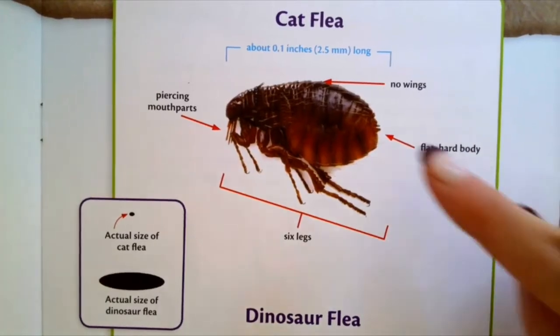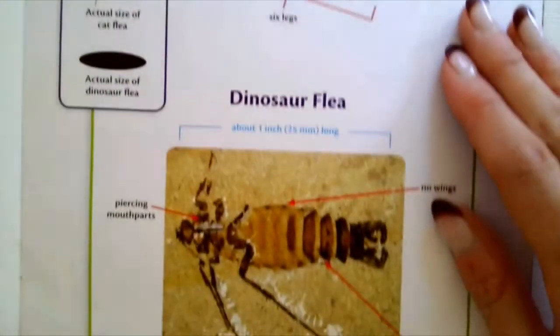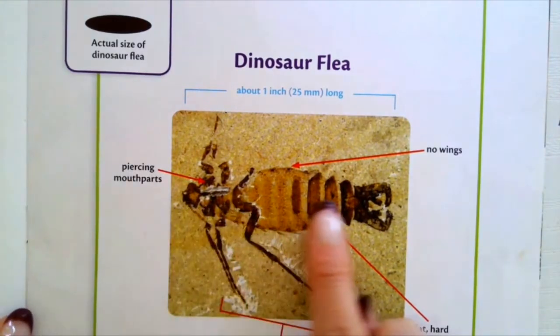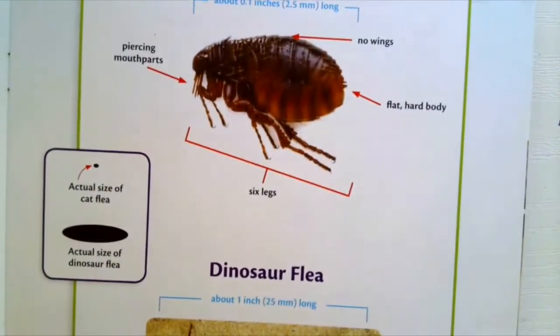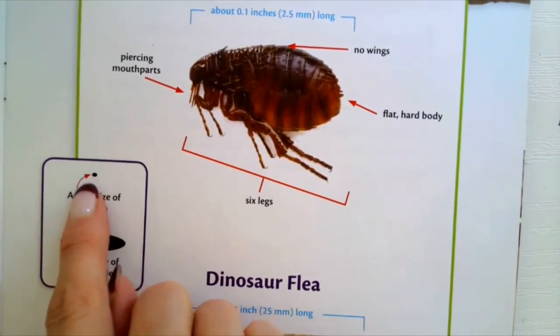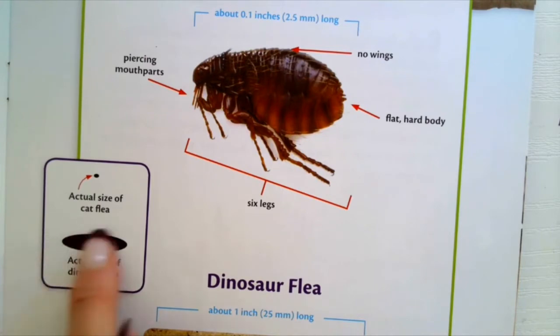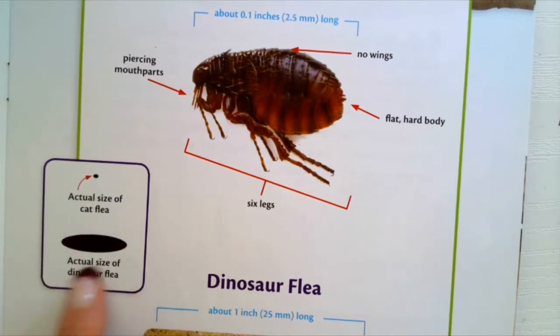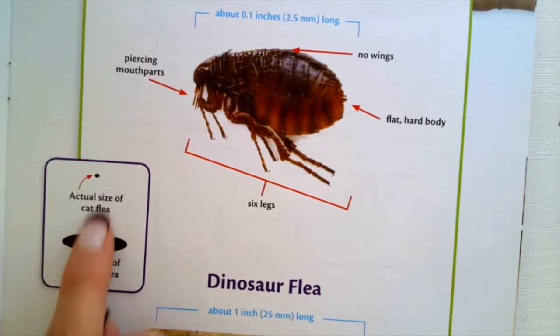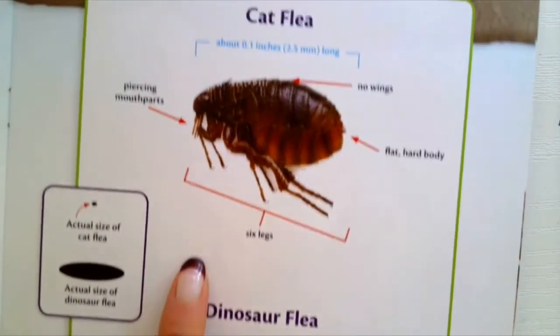This diagram shows a cat flea that we have living today and a fossil of a dinosaur flea that lived during the time of the dinosaurs. It's also showing there's a size difference. This tiny dot represents the actual size of today's fleas. This inch-long blob, this big blob here, is the actual size the dinosaur fleas were, so they were much bigger. Remember how the text also said they were larger.